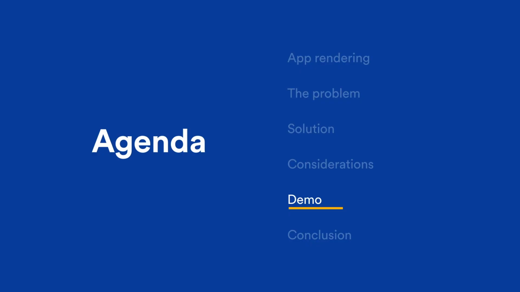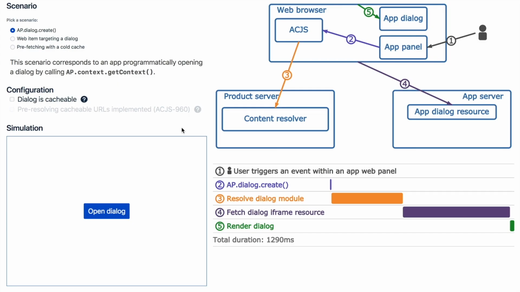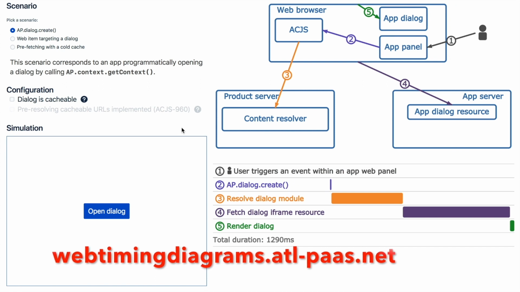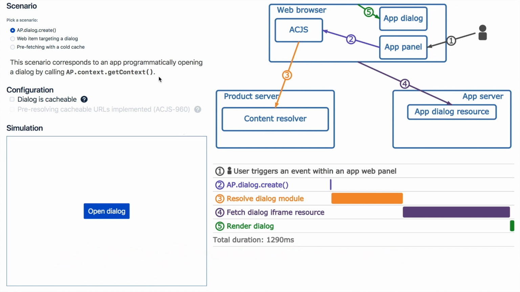Okay, demo time. This is a simple web application that I've developed to illustrate some of the benefits of cacheable app iframes. At the top left, we have some configuration information. At the bottom left, we have a simulation. At the top right, we have a component diagram, and at the bottom right, we have timing information.